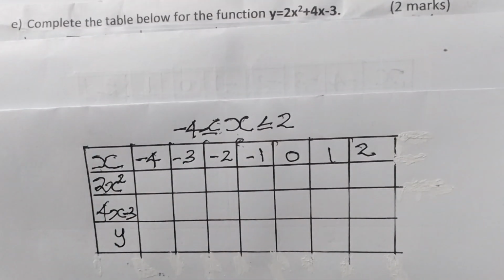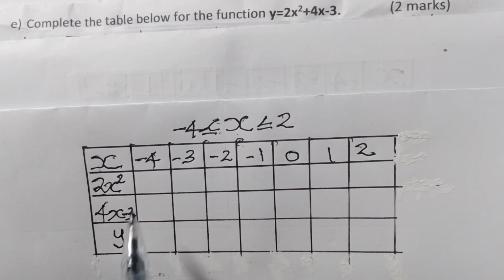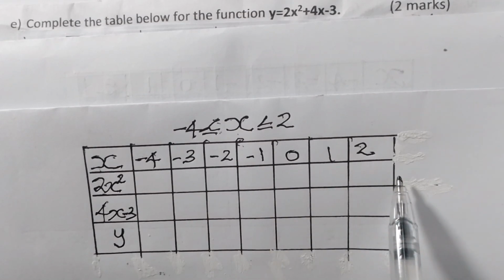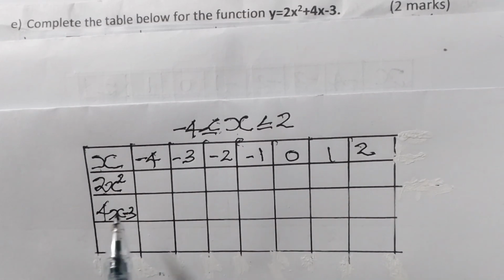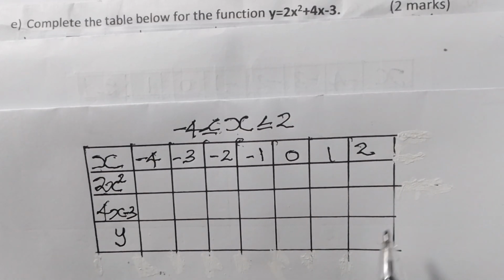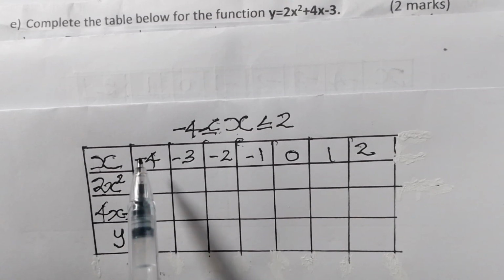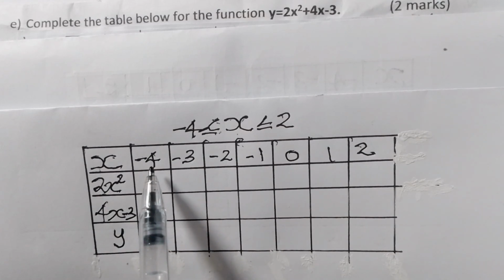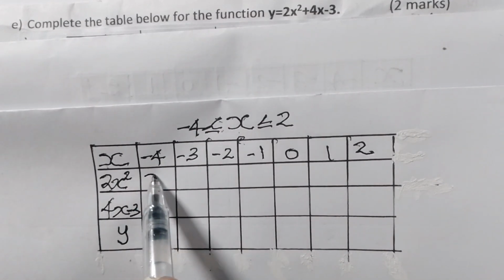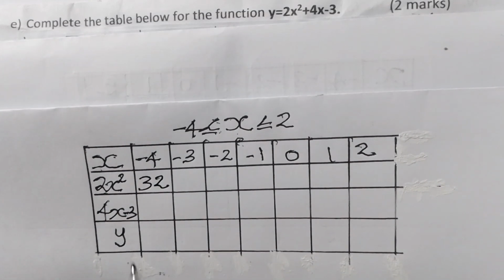After doing that, we now have to fill in the value of 2x squared. We calculate the values in the second row, and then we shall get the values in the third row, and finally the values in the fourth row. So 2x squared means we get the value of x squared multiplied by 2. So x squared, -4 times -4 is +16. +16 multiplied by 2, this gives you 32. Write 32 there.